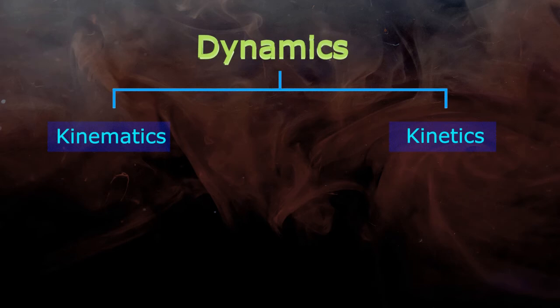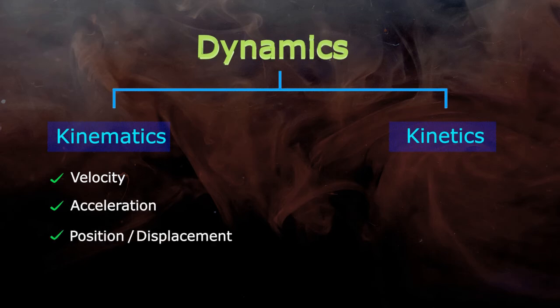Kinematics is the branch which studies the aspects related to the motion of the body. That is, what is the velocity of the moving body, what is the acceleration, or what is the position or displacement of the body. It does not take account of forces involved in the motion. Kinetics, on the other hand, is the analysis of the forces causing the motion.